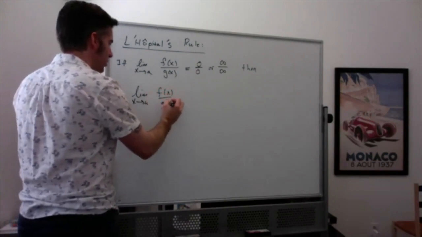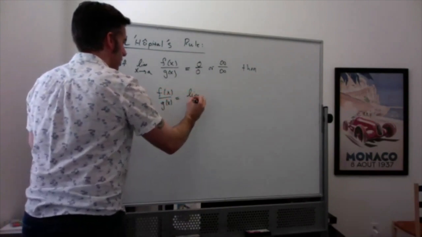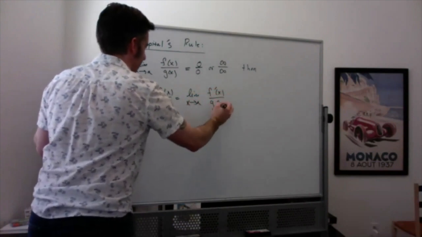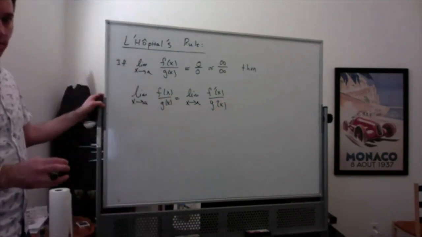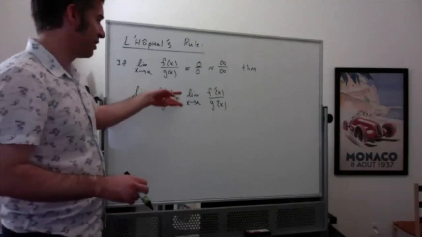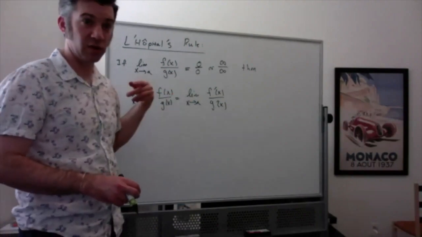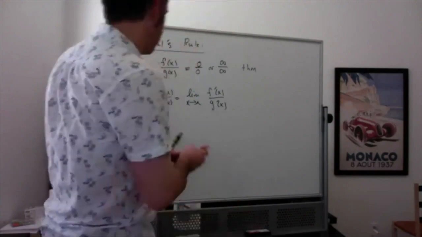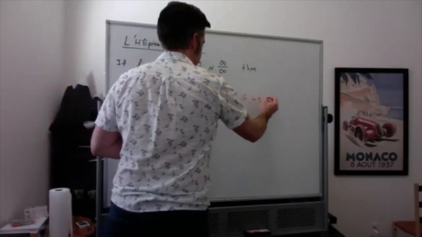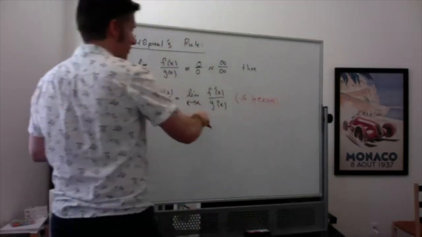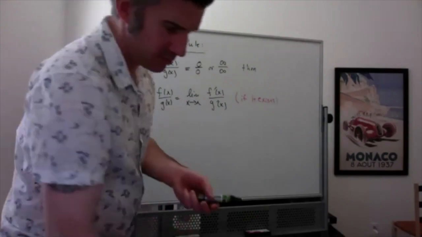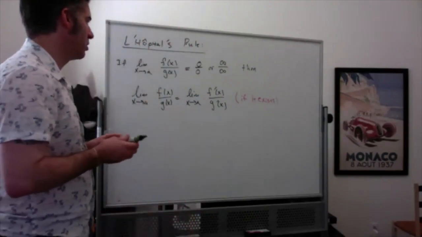has to be equal to the limit as x approaches a of f prime of x over g prime of x. So basically, the limit of the quotient of the functions is equal to the limit of the quotient of the derivatives of the functions. And I should point out, this is only true if it exists. If this limit doesn't exist, then we can't say that this limit is equal to that limit.